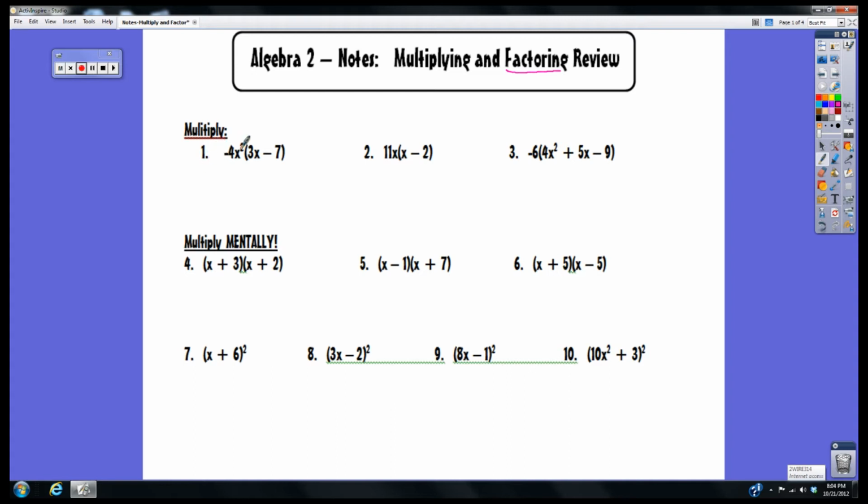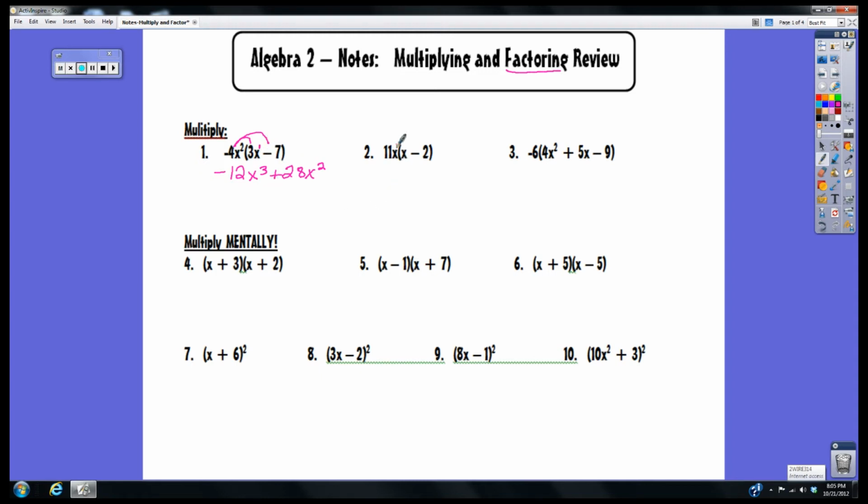Number 1, multiplying. We're going to be distributing on numbers 1, 2, and 3. So distribute negative 4x squared to both of these. That would give us negative 12x cubed. Distribute there and distribute here. That would be positive 28x squared. Because remember, when you multiply, you add your exponents, and that is x to the first power.